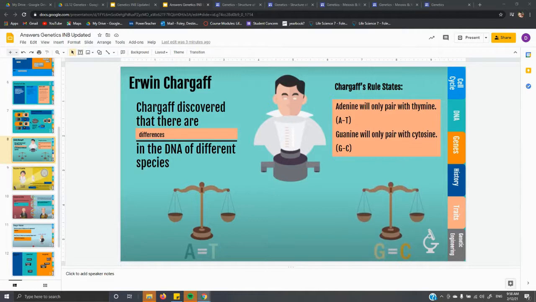So Chargaff figured out a way to see the ratio of adenine and thymine and guanine and cytosine. And he noticed that there were the same amount of adenines as there were thymines, and the same amount of guanines as there was cytosine. So that's how he came up with this rule. So adenine only pairs with thymine, and guanine only pairs with cytosine. So A with T, G with C.